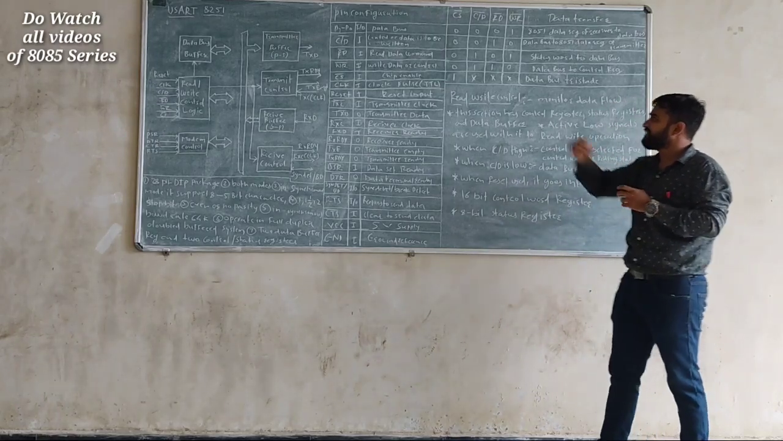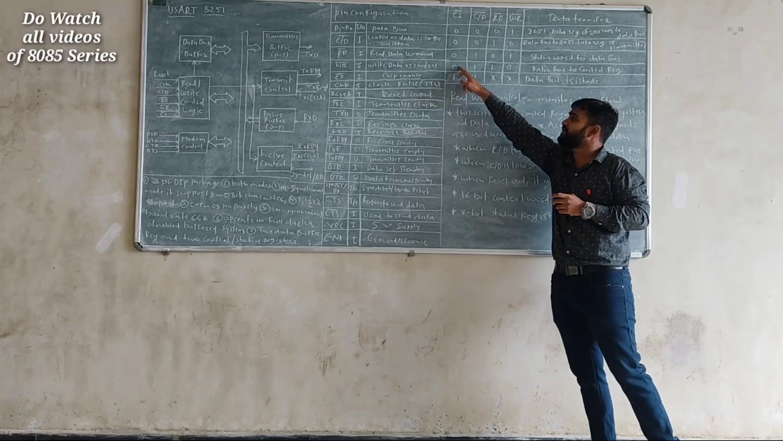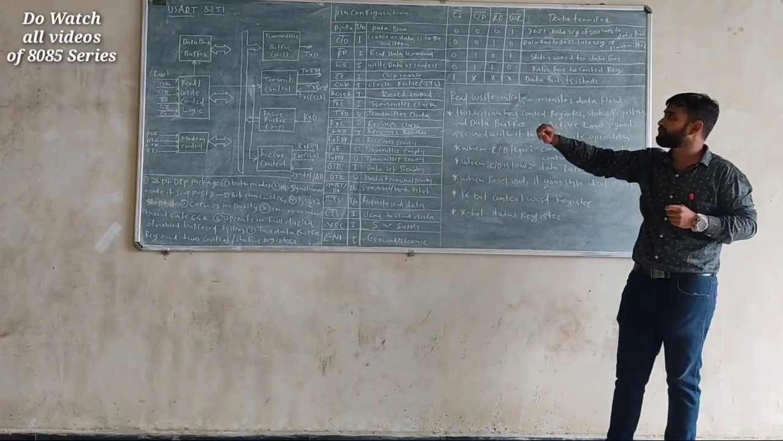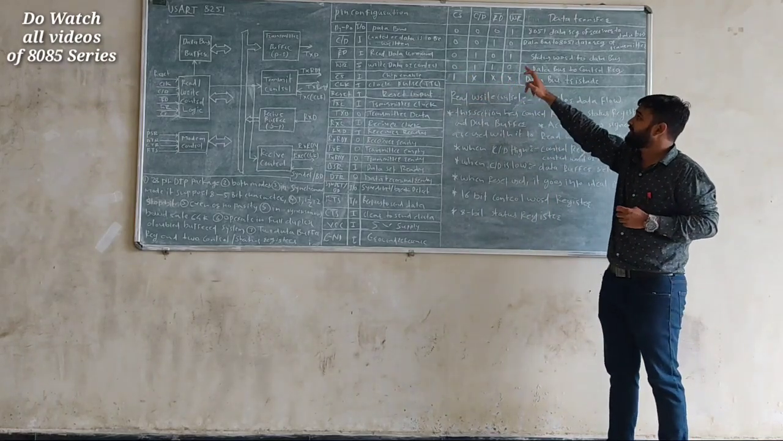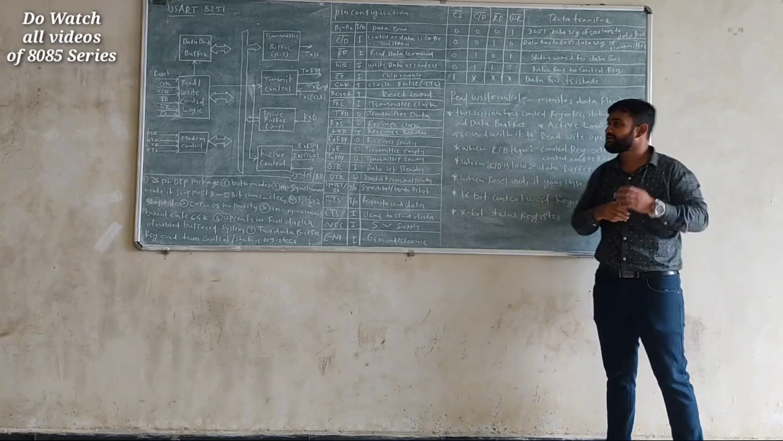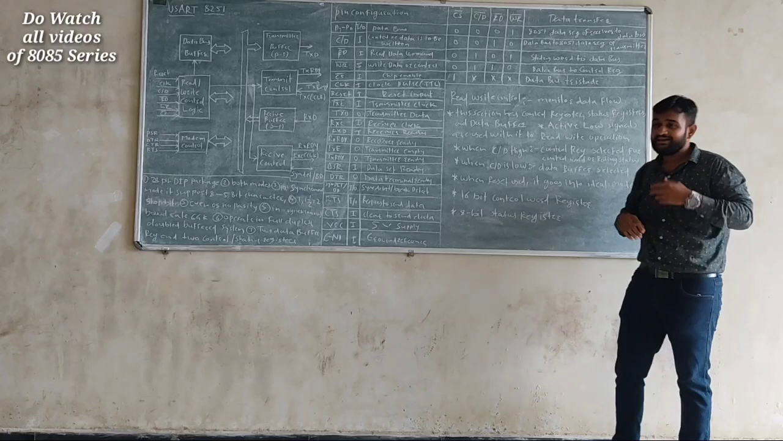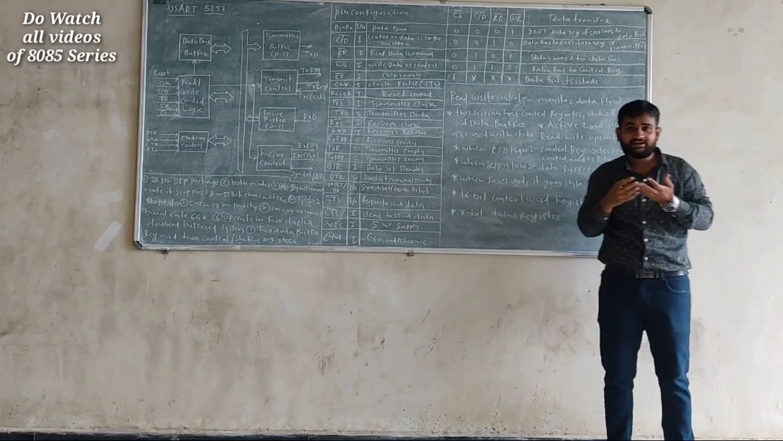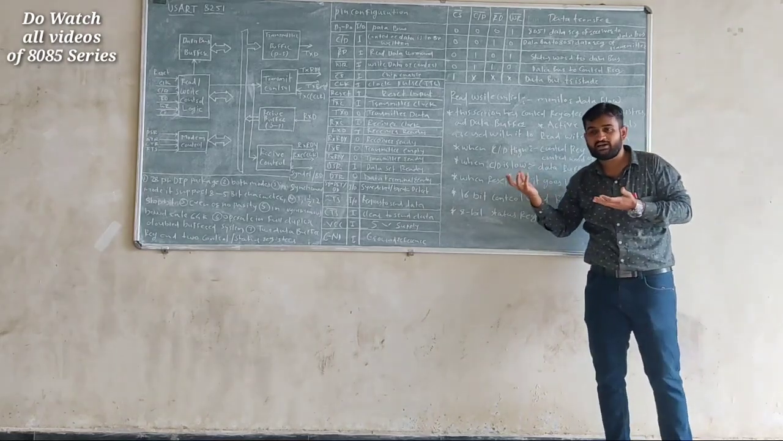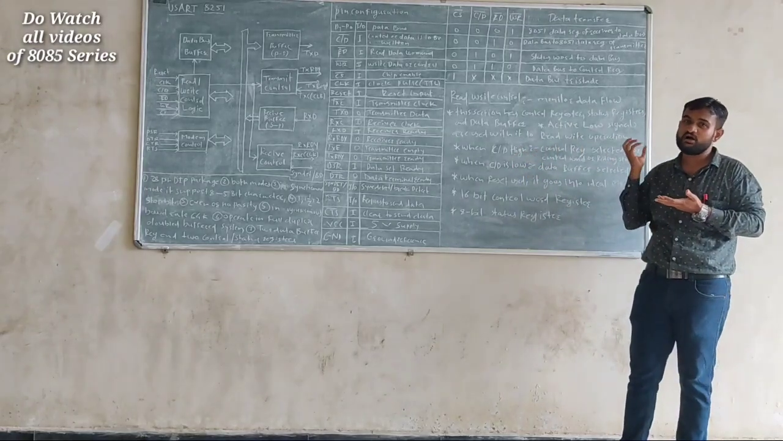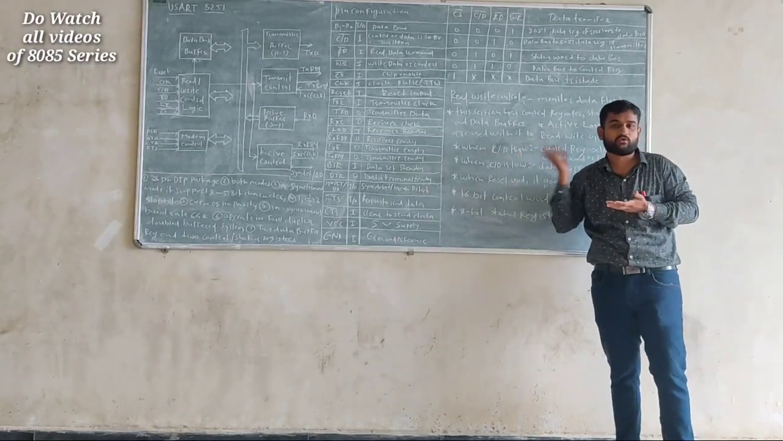Similarly, in the last situation we have placed CS at 0, CD at 1, RD at 1 and WR at 0. At that time, data bus to control register. At that time data flows from the data bus to the control register and we are going to control it.